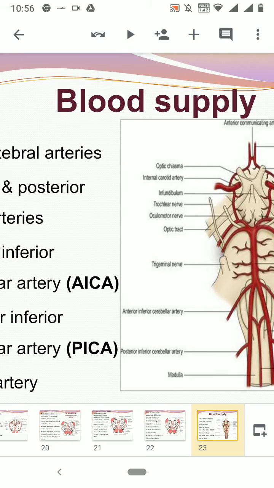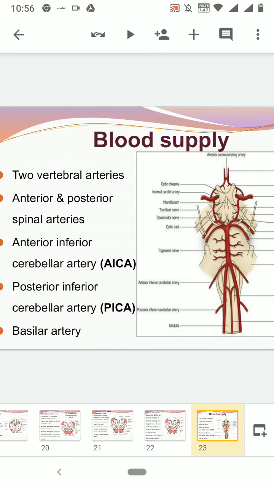Now let's see what the main arteries supplying the medulla oblongata are. You have the two vertebral arteries supplying, and the anterior and posterior spinal arteries.